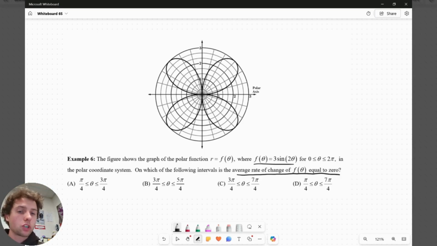Well, average rate of change, remember, is shown by connecting two coordinates on a graph and looking at, okay, is that graph positive, right?